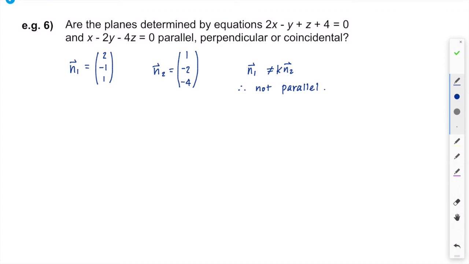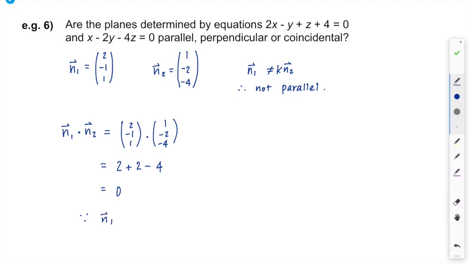Secondly, are the planes perpendicular? Let's dot the two normal vectors. So I have (2, -1, 1) dot (1, -2, -4), which is 2 plus 2 minus 4. This is equal to 0. All right, and because the scalar product is equal to 0, let's write this out. Therefore, the planes are perpendicular.